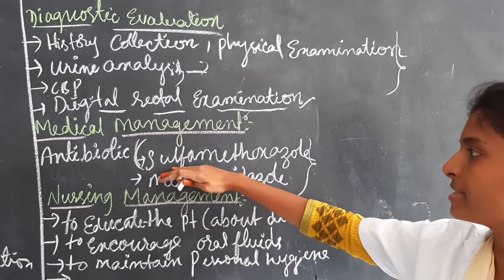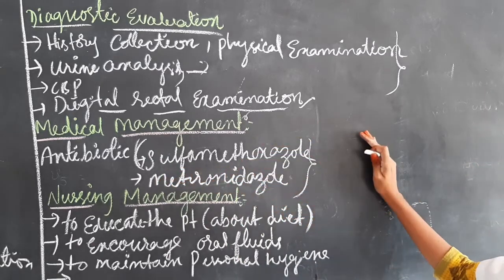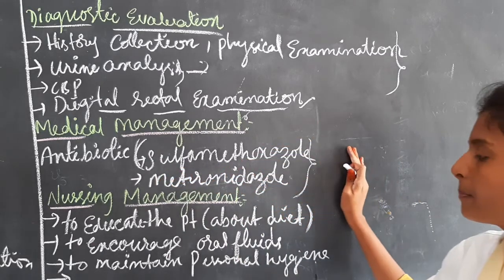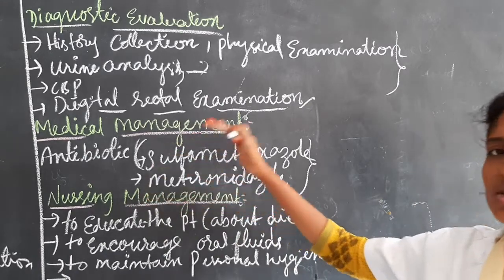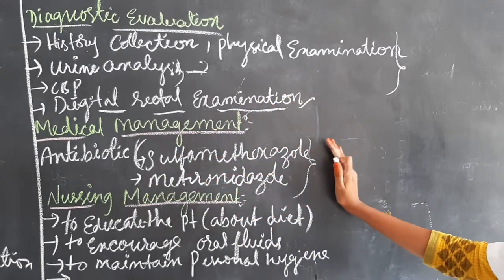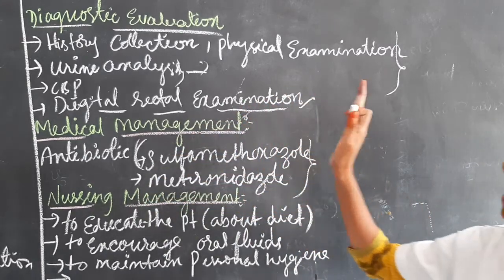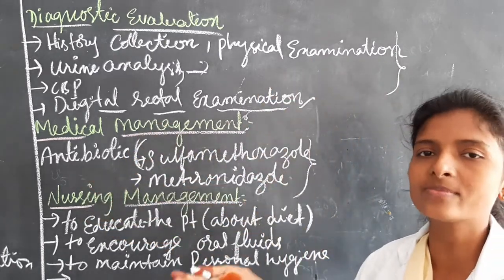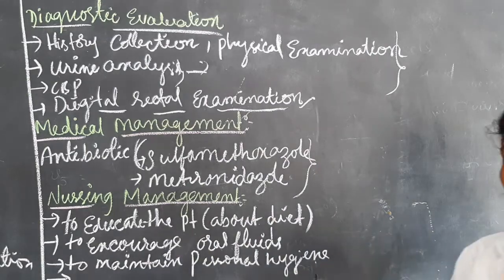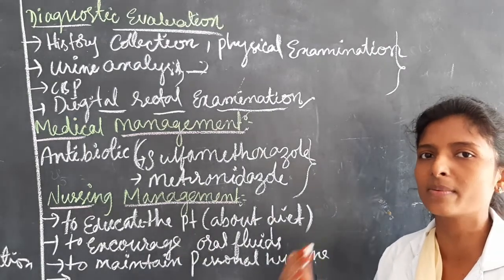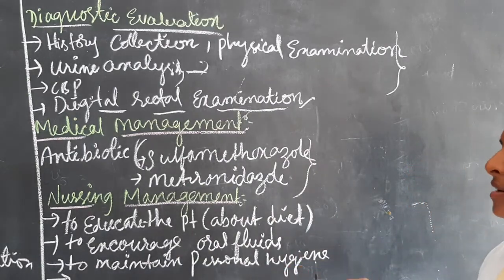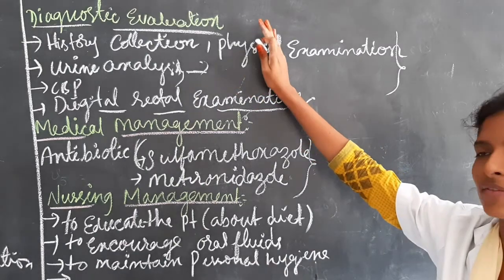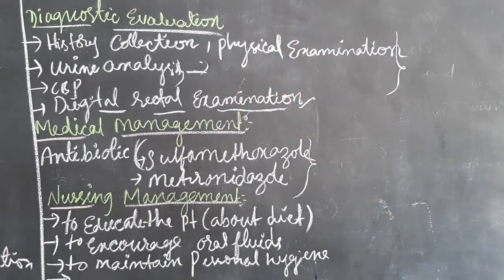First one is sulfamethoxazole. It is one type of antibiotic, and metrozine. These two are the antibiotic medicines they will advise mostly for urethritis, and depending on whether the microorganisms are bacterial, after seeing those things only they will advise. We have now completed diagnostic evaluation and medical management, and next we will go for nursing management.